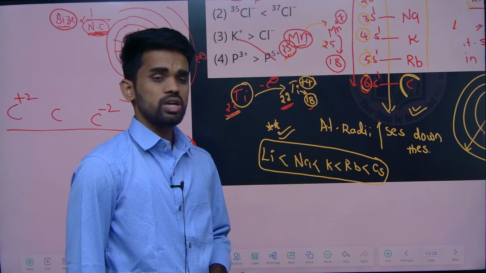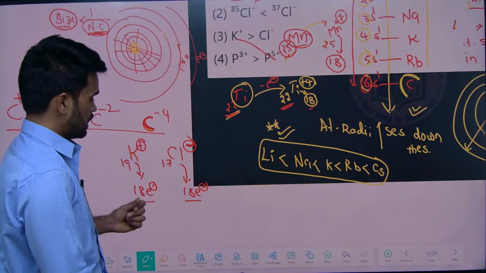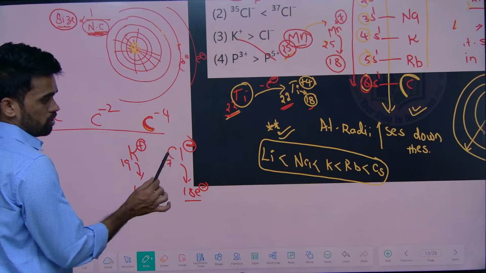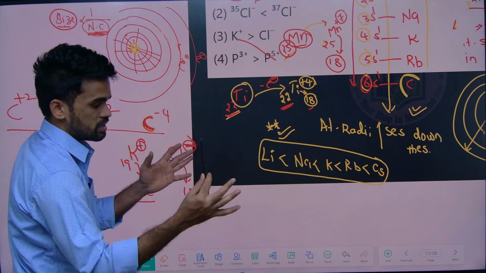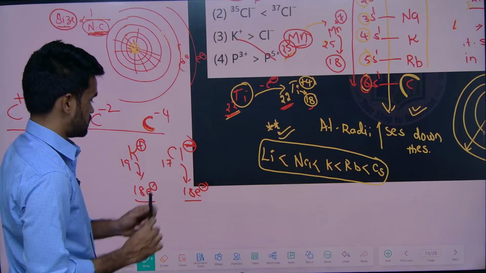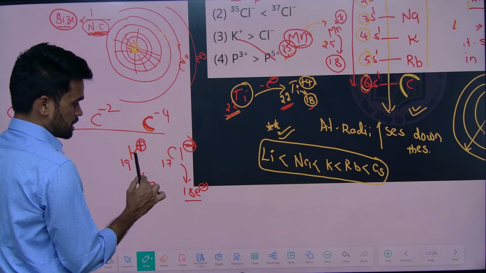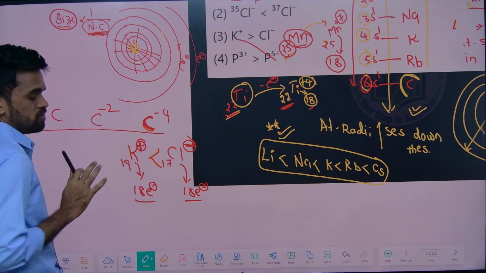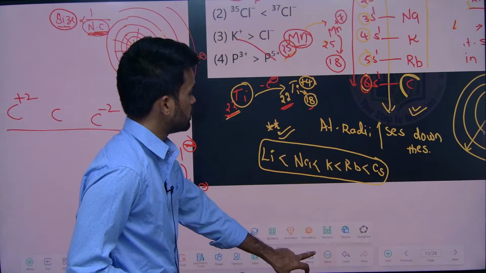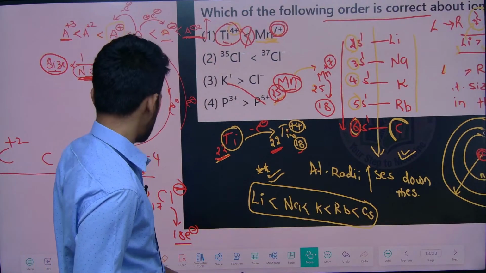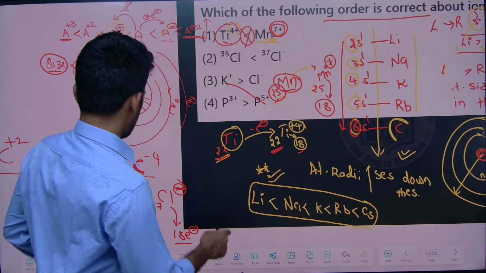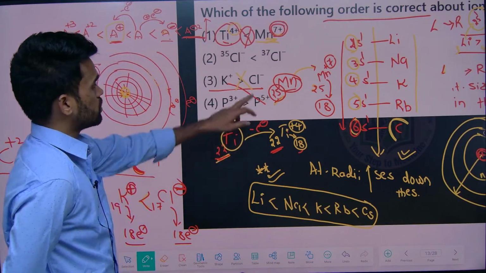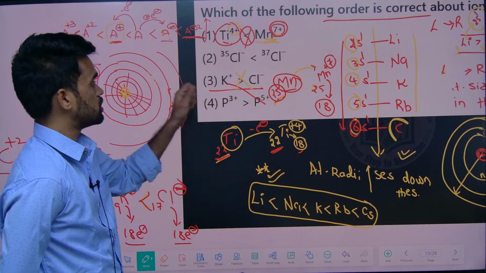So in isoelectronic species, what I told you: if same number of electrons, it is isoelectronic, that is fine. More is the negative charge, greater the size. More is the positive charge, smaller the size. So more positive charge, small size; more negative charge, larger size. This is the order of the size. So the third option we are seeing is incorrect. Why is it incorrect? Because the chloride ion should be larger in size, not the potassium ion.